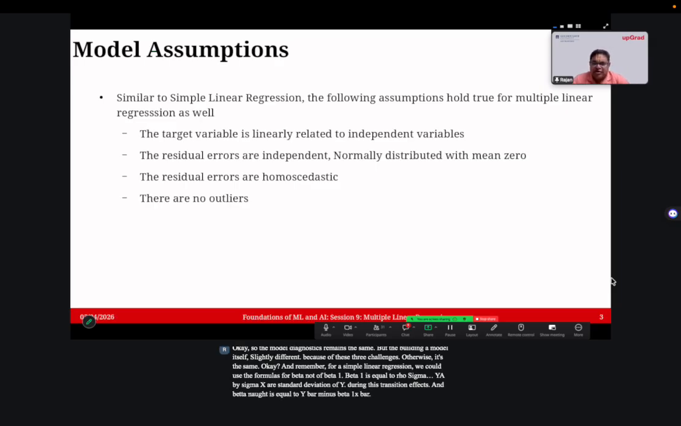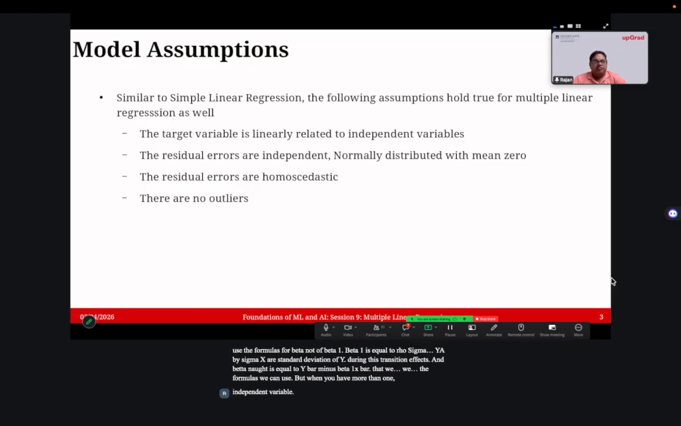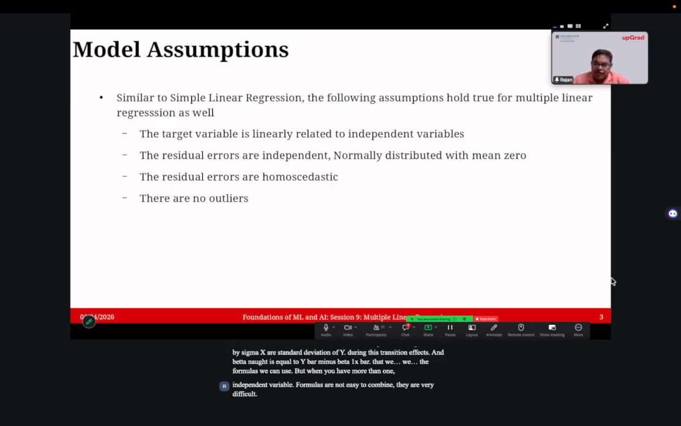And beta naught is equal to y bar minus beta 1 x bar. Those are the formulas we can use, but when you have more than one independent variable, formulas are not easy to come by. They are very difficult, and therefore we resort to numerical computations.